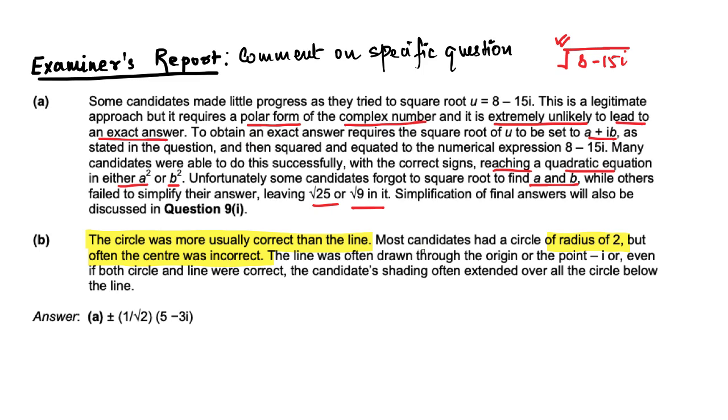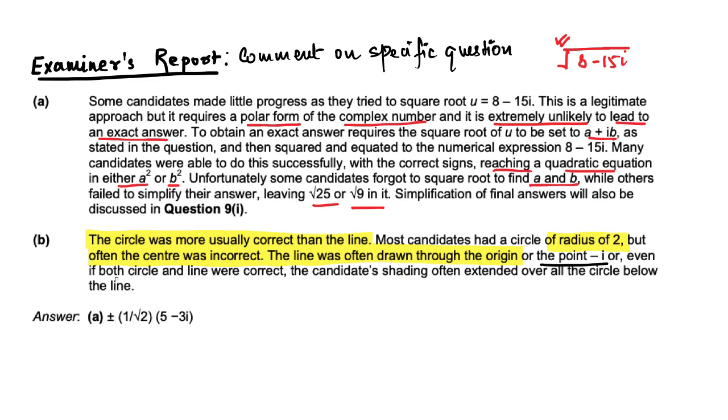Then the line was often drawn from the origin. This is the one big mistake I ask my students to avoid, that the line is often drawn from the center, because in the question it's not the argument of z, it's the argument of z minus i, meaning this is a translation by 1 unit. So we need to make sure that we mark our angle correctly, meaning the argument of that line correctly, even if both circles are right.